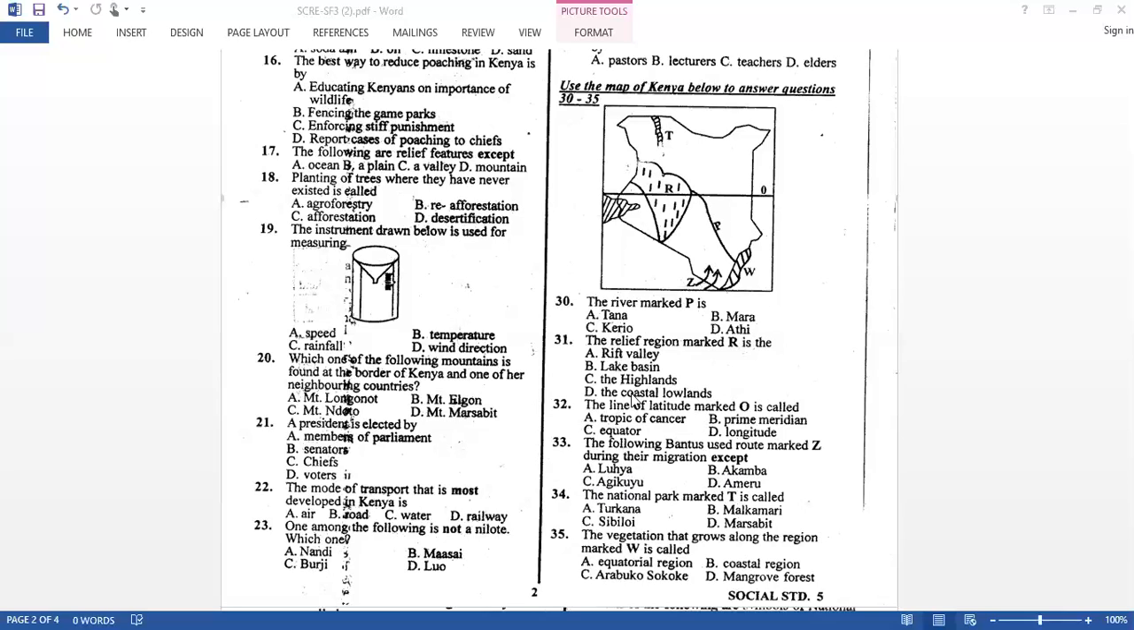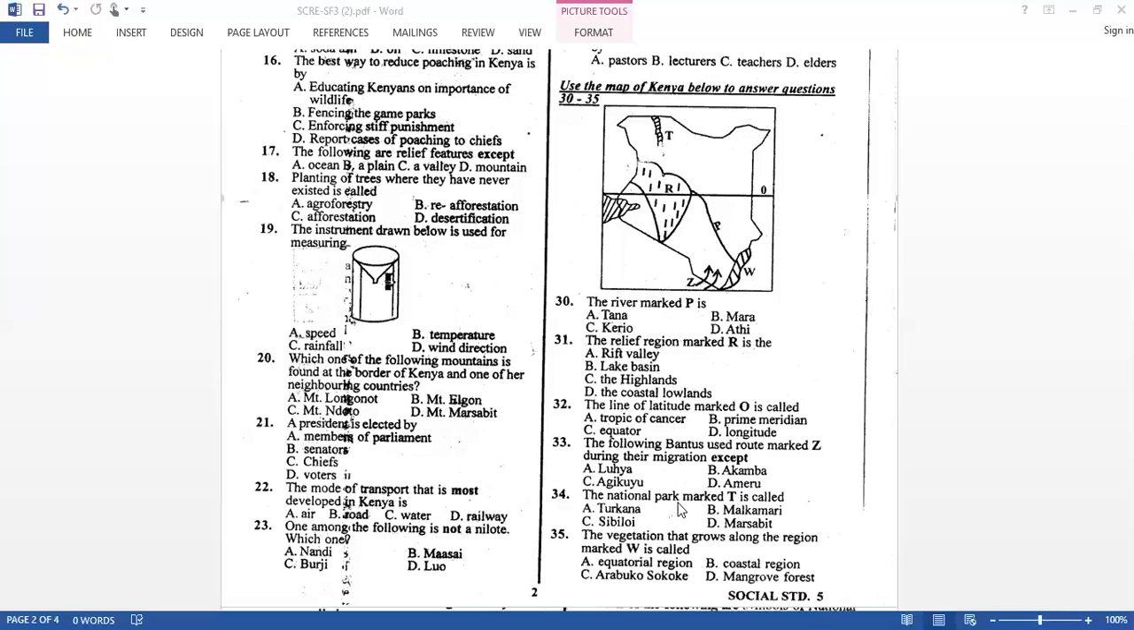But Abaluya form part of the Western Bantus. Abaluya, Abagusi, Abakuria, they form part of the Western Bantu. So all of Akamba, Ameru, and Agikuyu are part of the Central Bantus. They settled on the central part of Kenya, and Abaluya on the Western. So your answer here is the odd one out, because these 3 are all Central Bantus except Abaluya, who represents the Western Bantus.